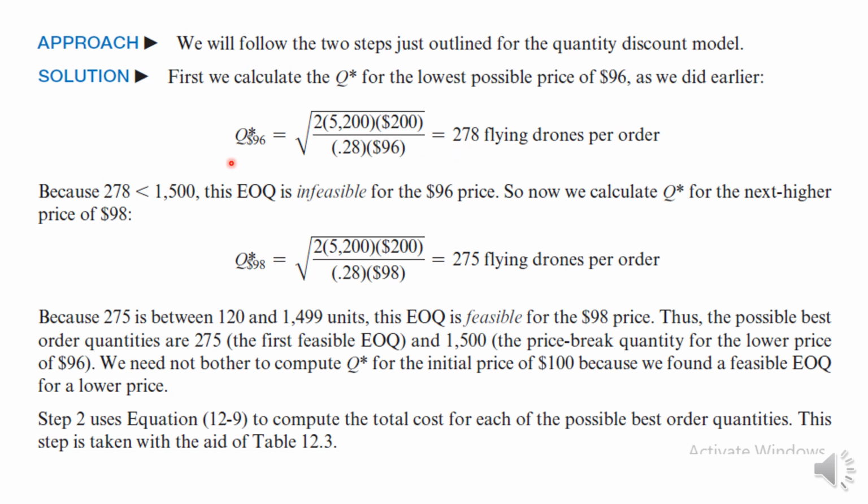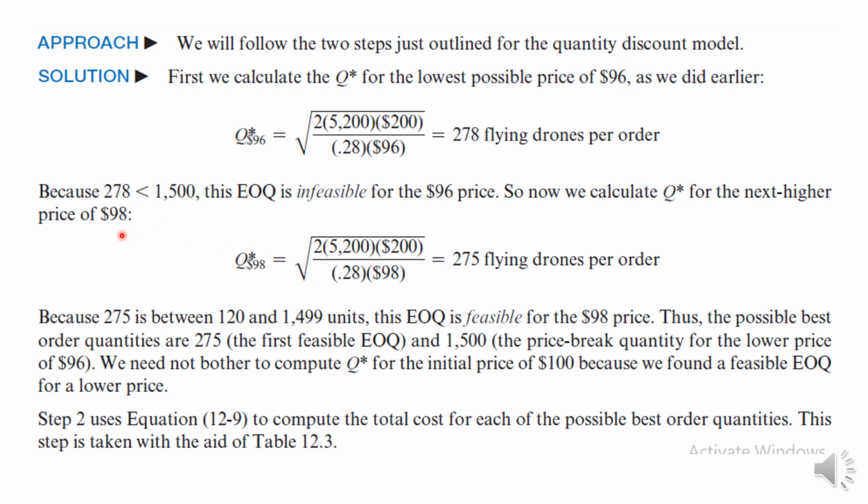But you see, for the $96 price you need to be in the range from 1500 and above, but the 278 is under that. You see, 278 is lesser than 1500. This EOQ is infeasible for the 96 price. So now we calculate the Q for the next higher level.